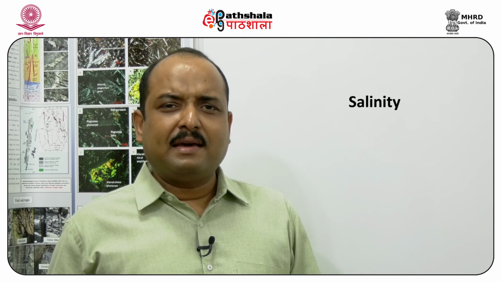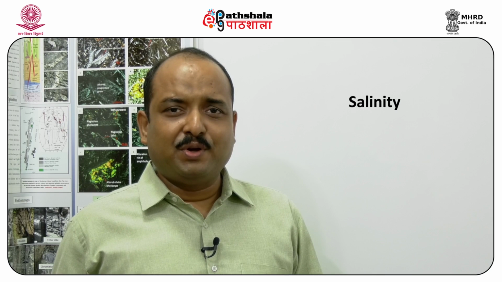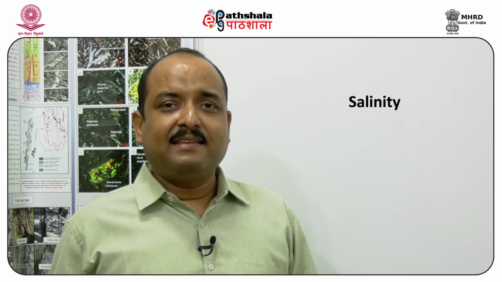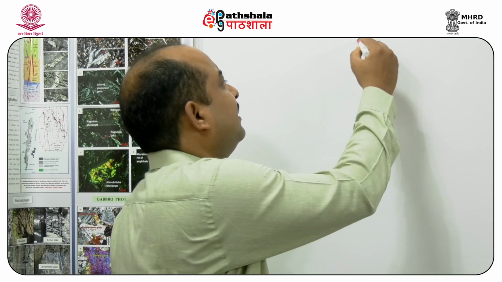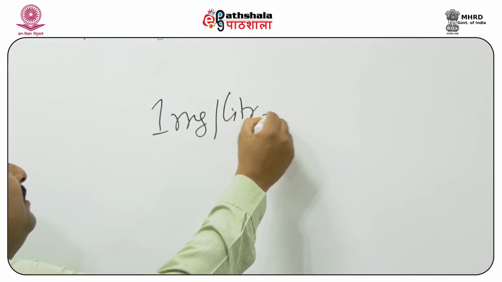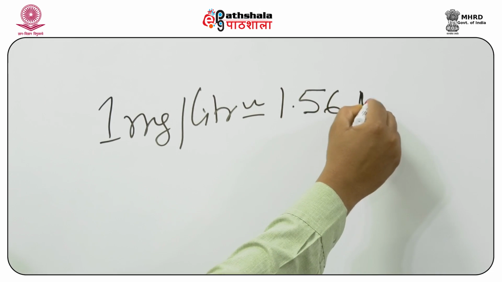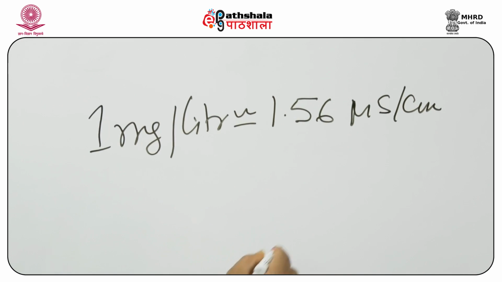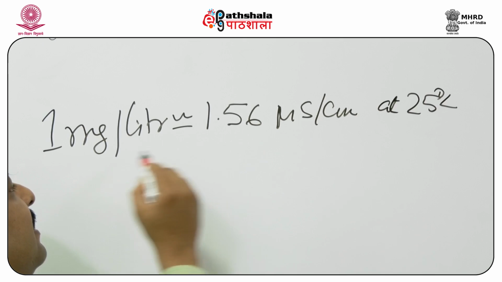Now how do we measure it? You can do it in the lab, but the easiest thing to do is measure electrical conductivity, and there is a relationship that 1 milligram per liter of TDS is roughly equal to 1.56 microsiemens per centimeter of EC at 25 degrees centigrade.